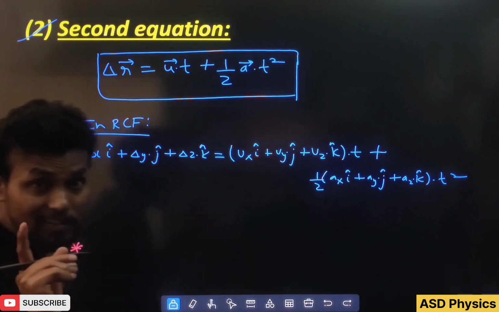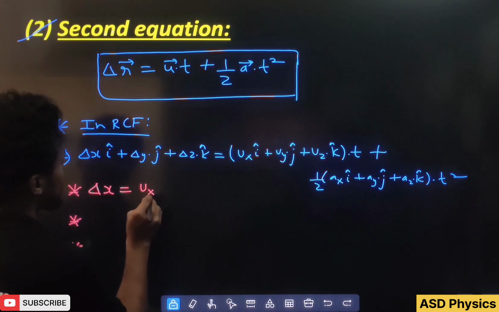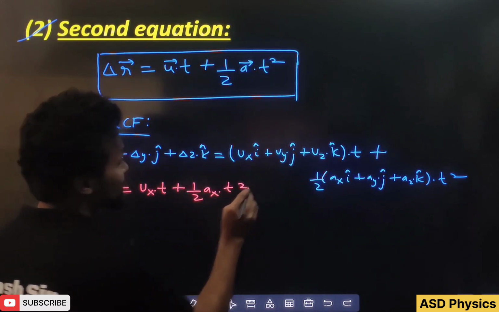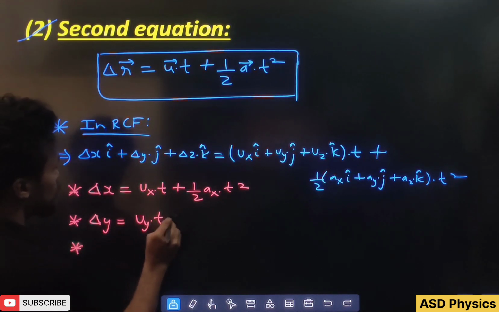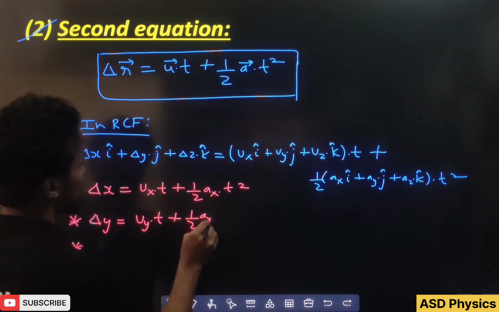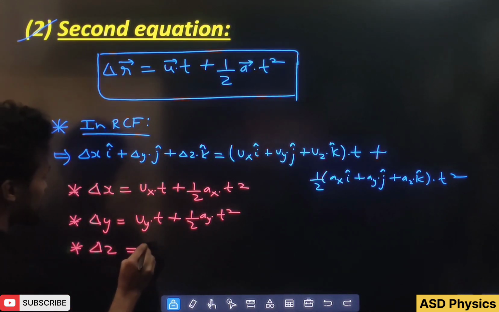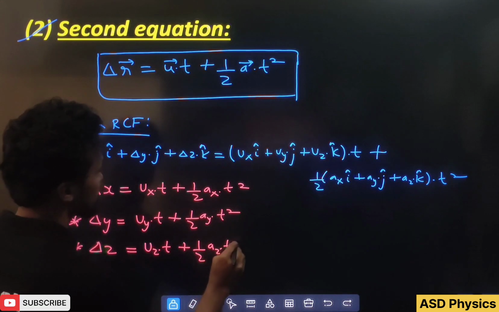We can make here the 3 equations. What is the first one? See, delta x equal to u_x t plus half a_x into t square. Similarly, students, see, delta y equal to u_y t plus half a_y into t square, and in z direction, see, delta z equal to u_z into t plus half a_z into t square.